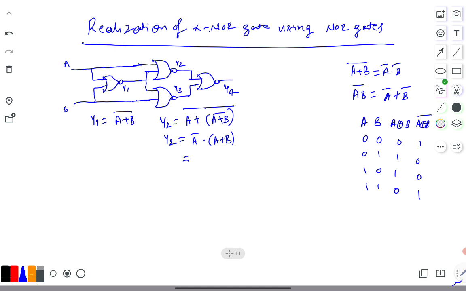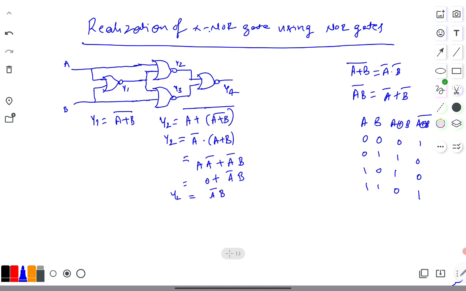Now apply De Morgan's theorem again. Now I will do A multiplied by A bar plus A bar B. A into A bar is equal to 0, plus A bar B. So Y2 is equal to A bar B.